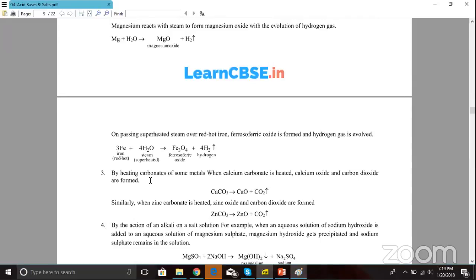So Fe reacts with superheated steam. When we heat water more, it produces water vapor. So the iron reacts with the steam and it forms ferrosoferric oxide plus hydrogen.